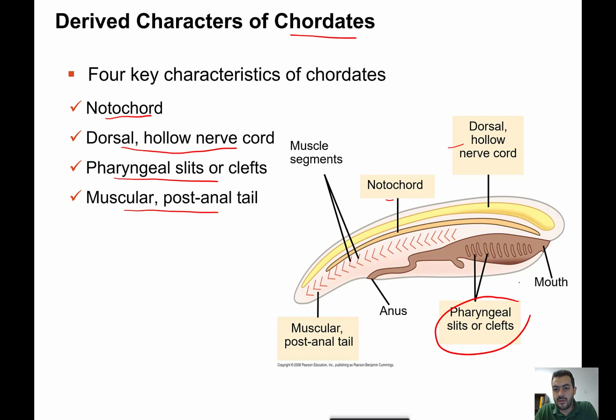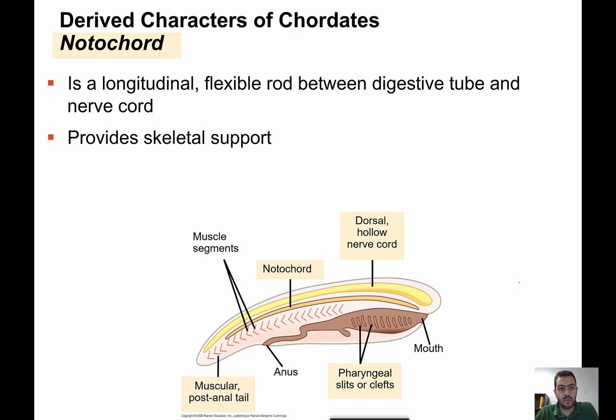Even if they are not apparent in the mature stage of the organism, they were there during the early stages, for example, the larva stage of the organism. So let's start with these characteristics one by one, as we said. Starting with the notochord.